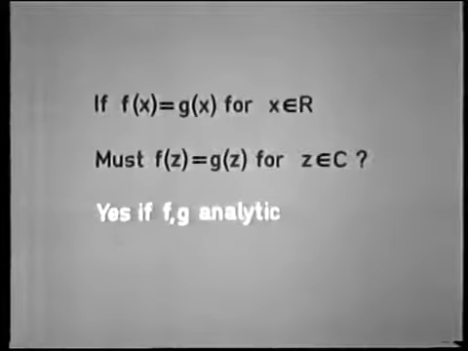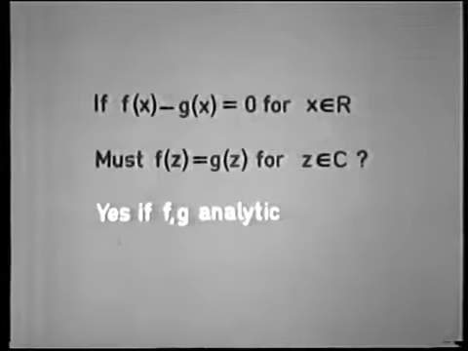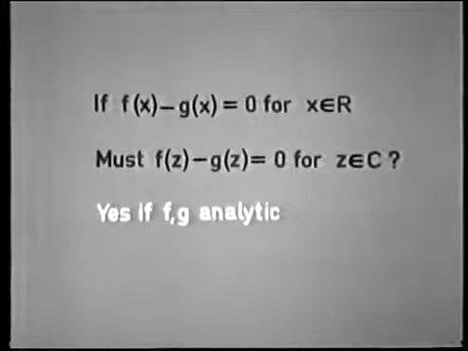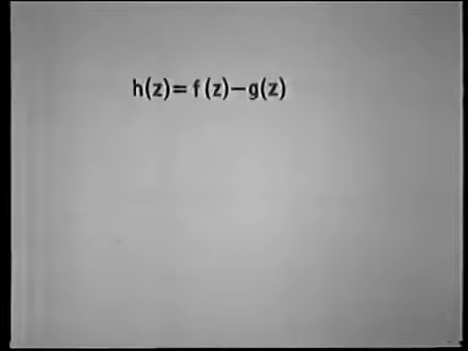Now we can simplify the problem a little. Instead of writing f(x) equals g(x), we can write f(x) minus g(x) equals 0. And similarly, f(z) minus g(z) equals 0. So if we give a name to the function f minus g, call it h, then the question we're asking is this. If h is an analytic function which is 0 on the real line, must it be 0 everywhere?